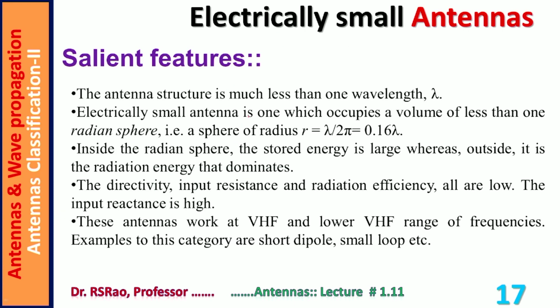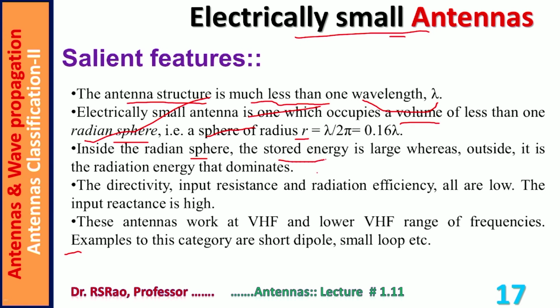A few points regarding electrically small antennas. The antenna structure is much less than one wavelength. This is a feature of electrically small antennas. The largest dimension of the antenna must be less than a wavelength. An electrically small antenna is one which occupies a volume of less than one radian sphere. About this radian sphere, we are going to learn soon. Radian sphere is a sphere of radius r equal to lambda by 2 pi.